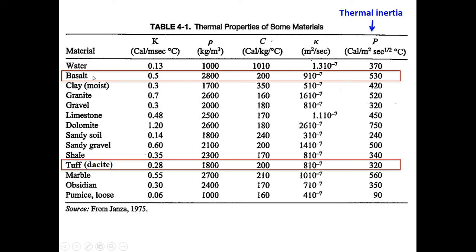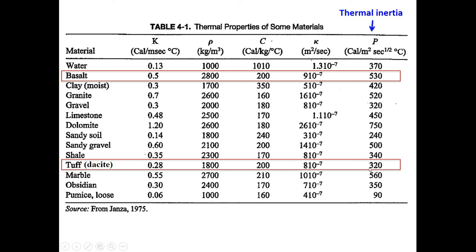So I want to show one final example where we're going to look at the difference between basalt and dacite. So basalt is a mafic igneous rock that's erupted from a volcano. Okay, so mafic means it's high in iron, magnesium, and calcium. Dacite is something closer to a granite or a rhyolite composition. So it has more silica, more sodium and potassium. But it's also erupted from a volcano. And so let's look at the difference here. Thermal inertia of 530 for basalt, so it's very high.